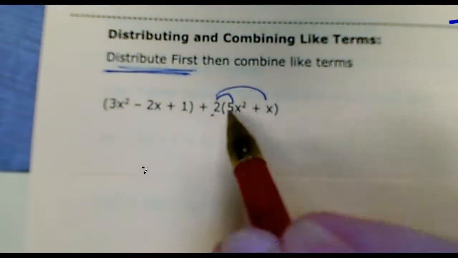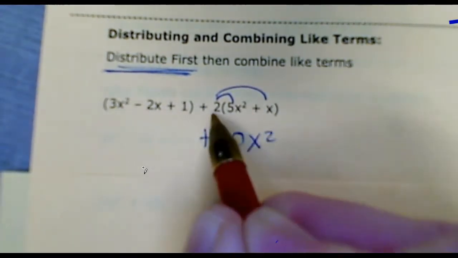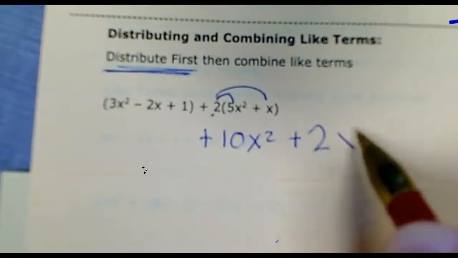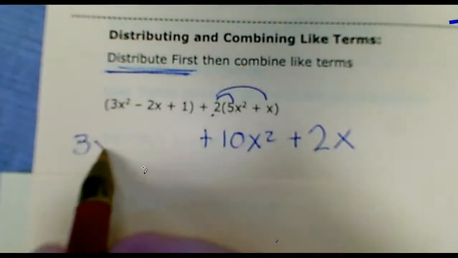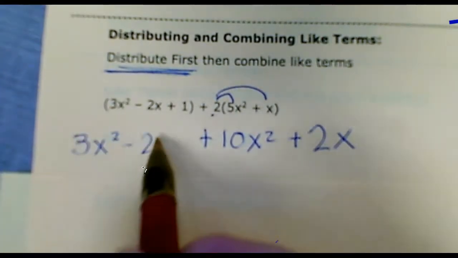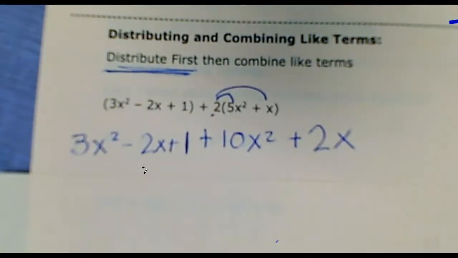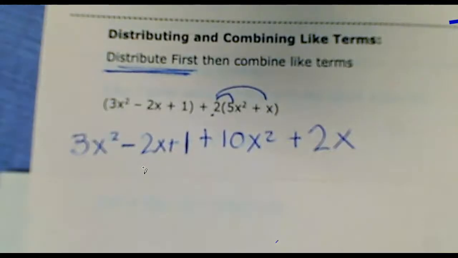So this would be 2 times 5 is 10x squared, and 2 times x is 2x. I didn't have anything to distribute here, so I just bring down that first expression. Now, I need to combine like terms.